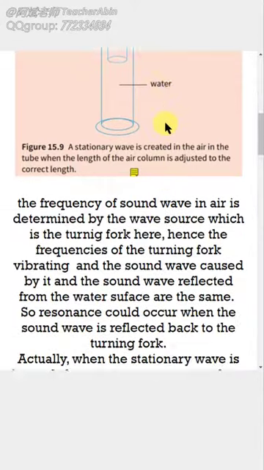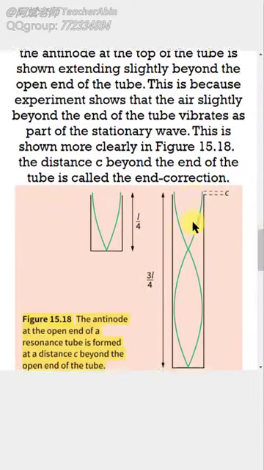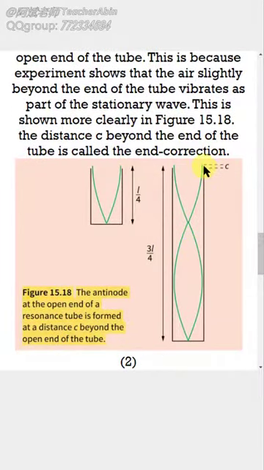And now let's move on to the second question, which is about the end correction. So what's the end correction? If we look closely at the figure, we'll see the antinode is slightly beyond the top end of the tube by a distance of c. This is because experiment shows that the air slightly beyond the end of the tube vibrates as part of the standing wave, and the distance c is what we call the end correction.